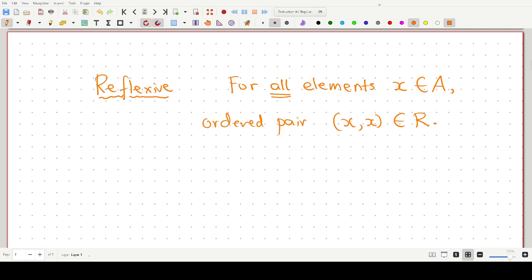Let us take an example, right? For a relation in our example over here, you see 1 comma 1, 2 comma 2, 3 comma 3, all of them must belong to the relation. This is the reflexive property.